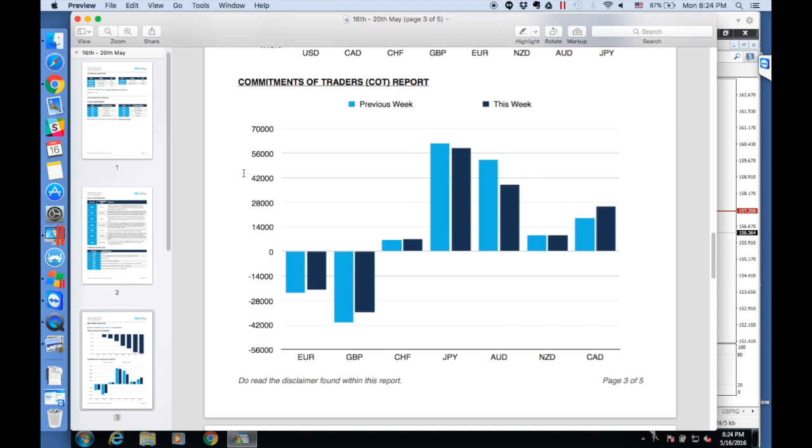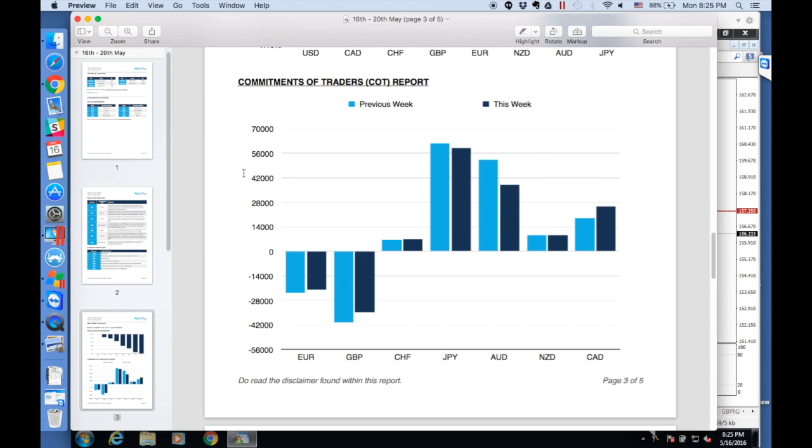With just this quick graph, you can see which net position has increased or decreased. For example, Euro has changed from more negative to less negative, similar for pound. But though this chart shows you that, it doesn't show you whether this change, for example with pound from more negative to less negative, is because people are exiting their short position or adding into long position.